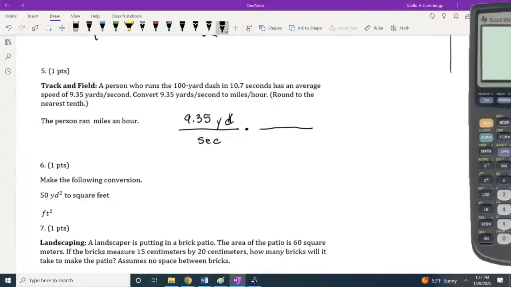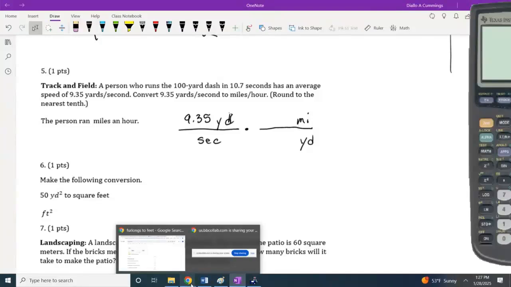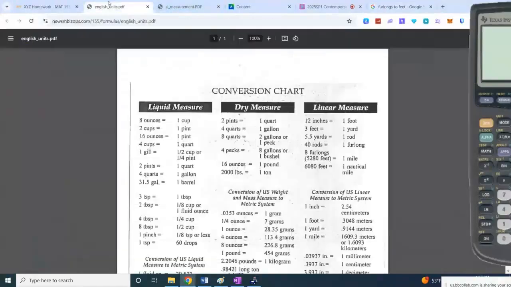So the first thing I'm going to do is rewrite yards as miles. Since I want yards to cancel and yards is in the numerator, I'm going to put yards in the denominator and miles in the numerator. So I'm going to find the conversion from miles to yards. I'm going to go back into the formula sheets.